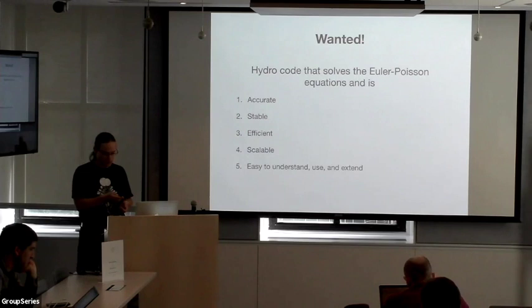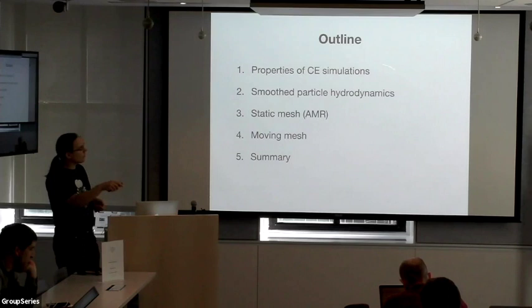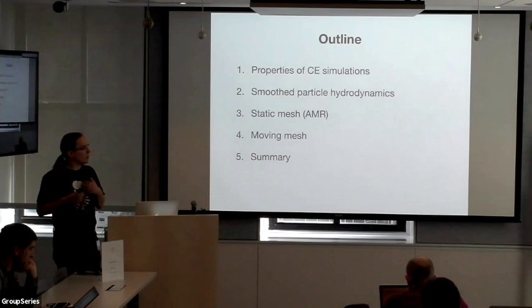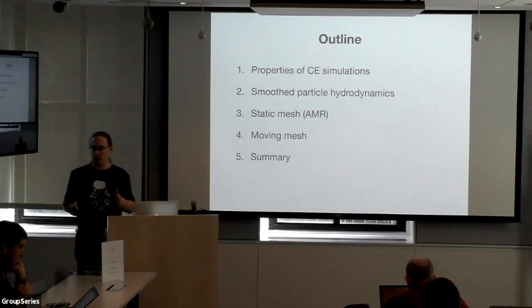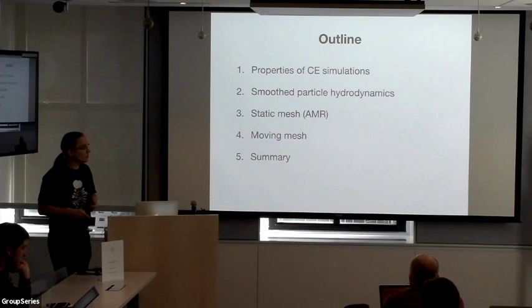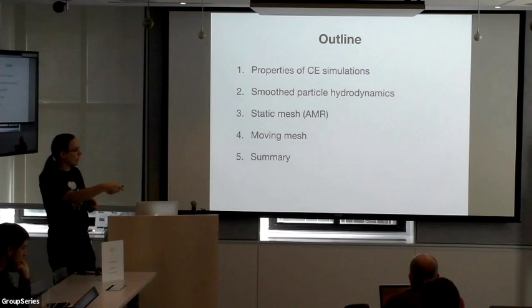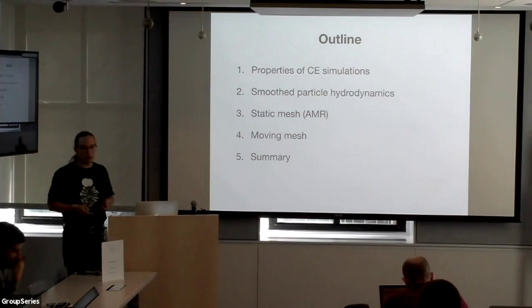Okay, just a very quick outline of the talk. I will first give some very general characterizations of common envelope simulations, what we are dealing with in terms of scales for the things we can actually run on the computer right now, not necessarily for what we would want to do in the optimal case. And then I will go through the three main methods that are used today to run common envelope simulations: smoothed particle hydrodynamics codes, static mesh, or more specifically AMR codes, and moving mesh codes.